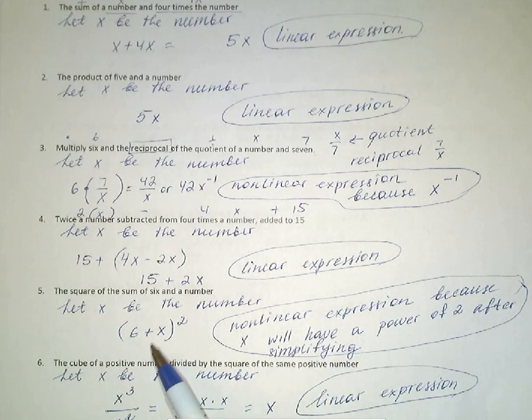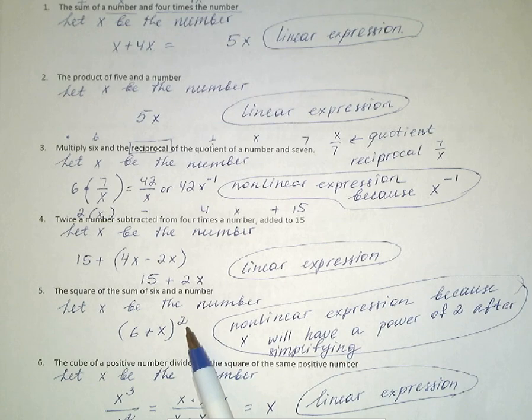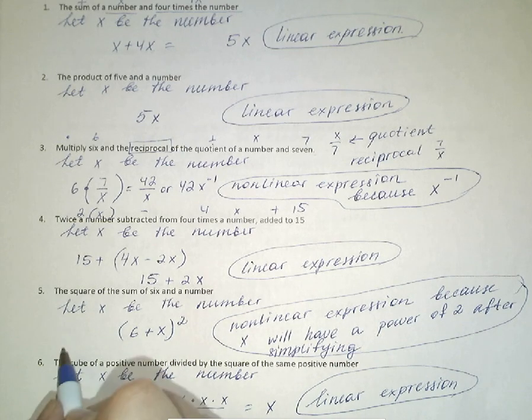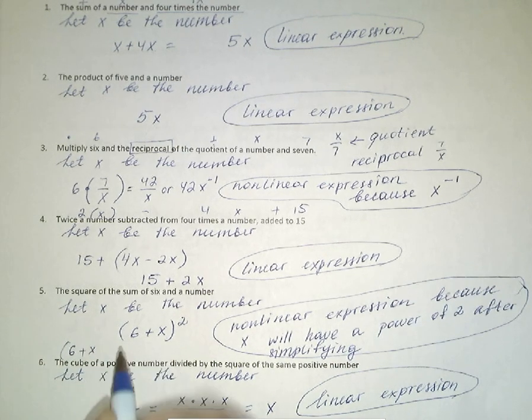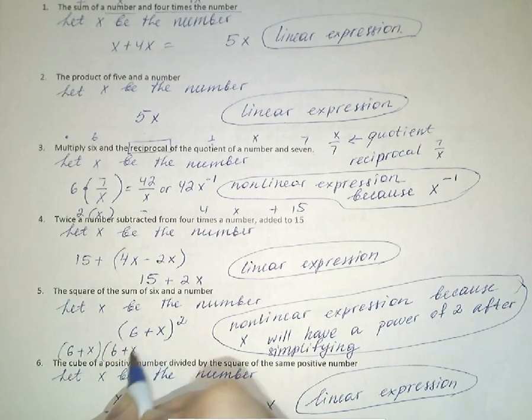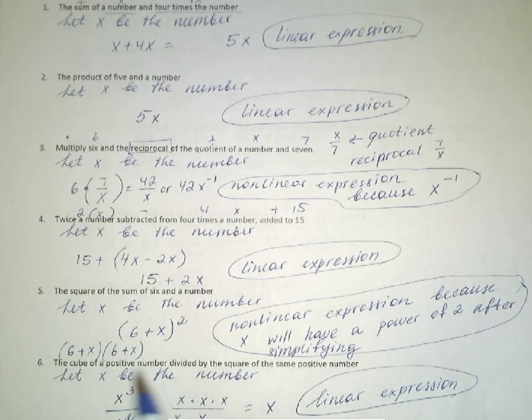Number 5, the square of the sum of 6 and a number. Sum of 6 and a number is 6 plus x. Square of it will be 6 plus x in the parentheses with the square sign. That is a nonlinear expression because when I multiply 6 plus x by itself, 6 plus x times 6 plus x, I will eventually get x that will be needed to multiply by x, which is going to be x squared. And that is a nonlinear expression when I have an x squared.